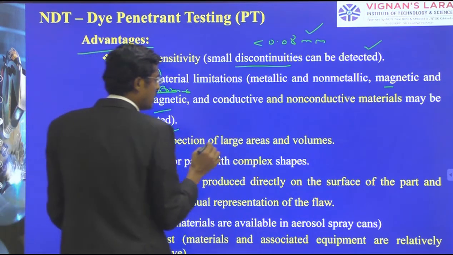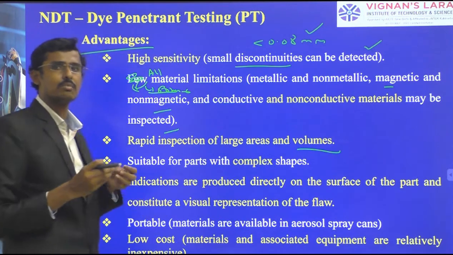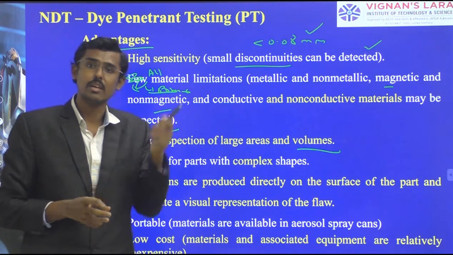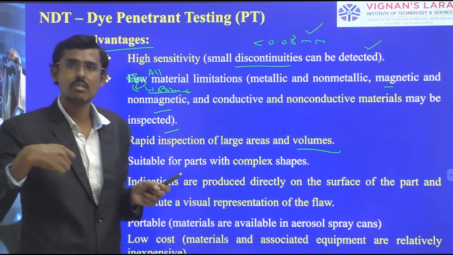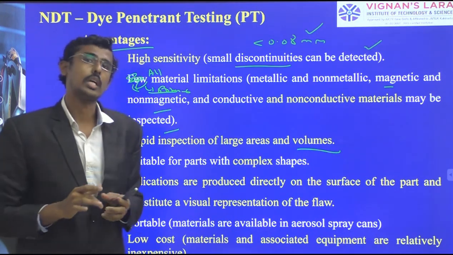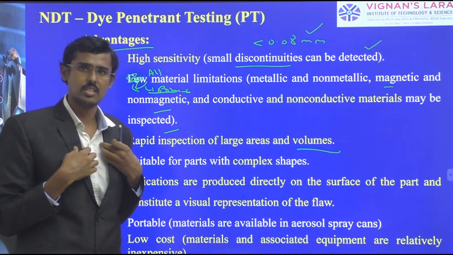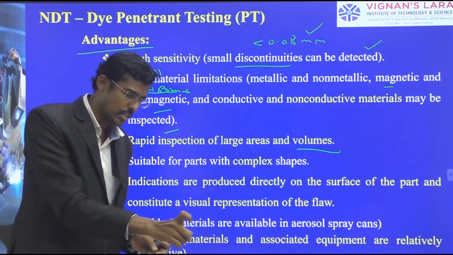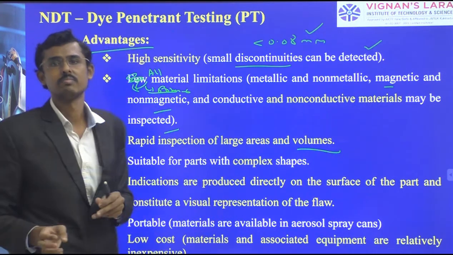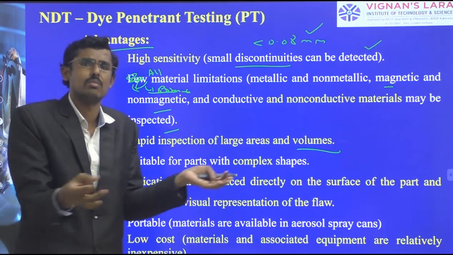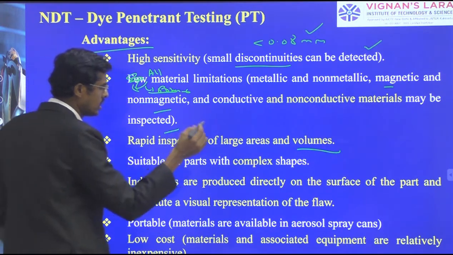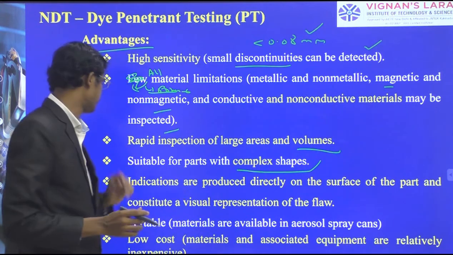It is a rapid inspection of large areas and volumes. Even though we give some 7 to 10 minutes of dwell time, this is considered a rapid inspection. As compared to radiography, where you have to take a photo, the film comes, then you have to clean and develop it, and then inspect by viewing the radiographic film. It's not like this here. We are the inspectors, we spray, apply the developer, and give some time. Within 10 to 15 minutes the inspection is over. It is also suitable for parts with complex shapes.